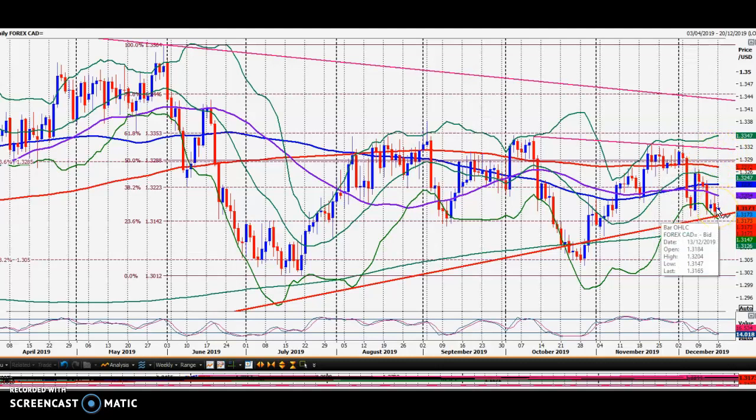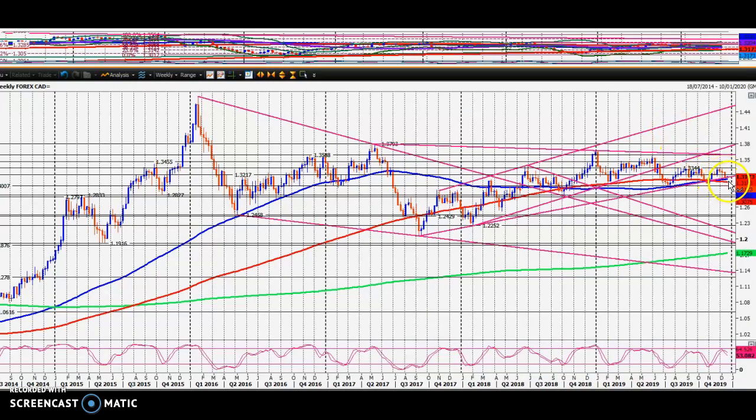If we break down below 131.40, well, 131.30, we've got the 500-day moving average just approaching 131.30. Then that would be significantly negative, because of course we would have decisively broken this trend line. We've got the 200-week moving average down at 130.75, so that would be the first target, but I'm not sure if that would hold now.